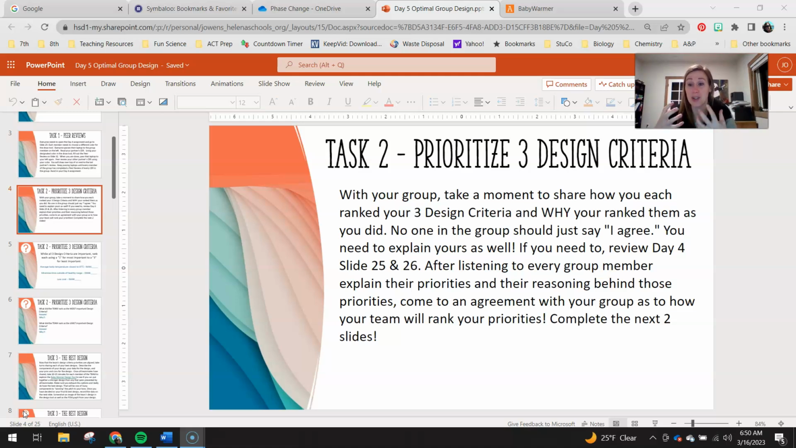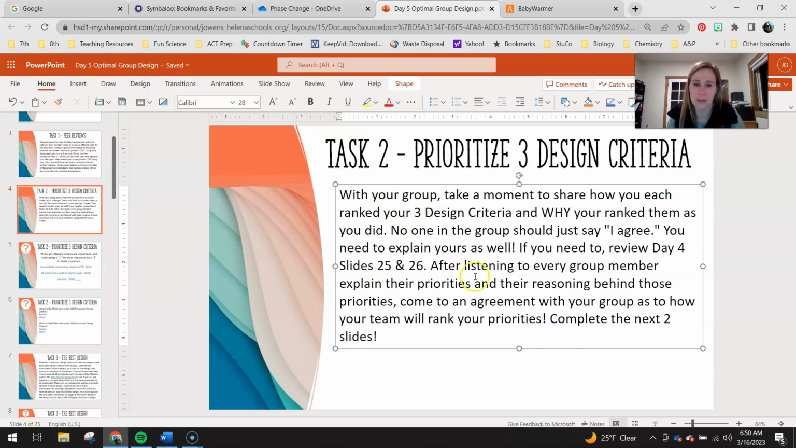Like I said, it should be a really good discussion where you guys are getting out into the open some of these reasons why you think some things are more important than others. So you need to explain yours as well. If you need to, review day 4, slide 25 and 26, so you guys remember how and why you ranked things the way you did.